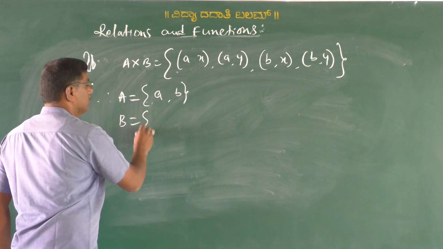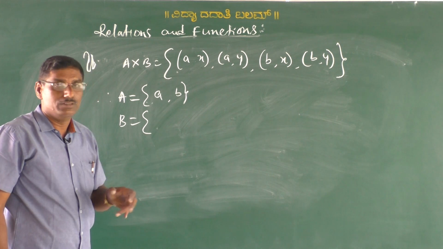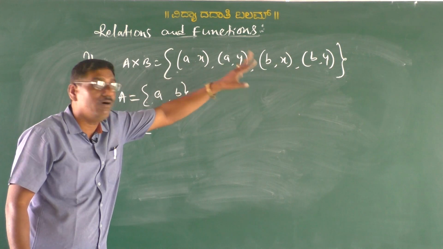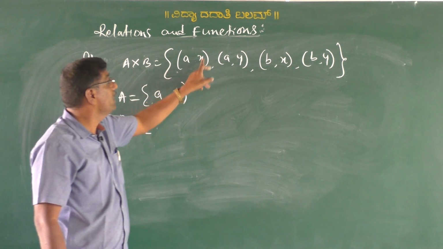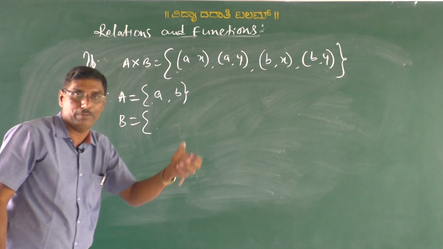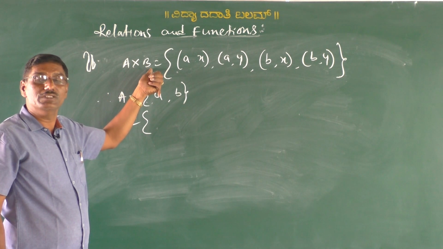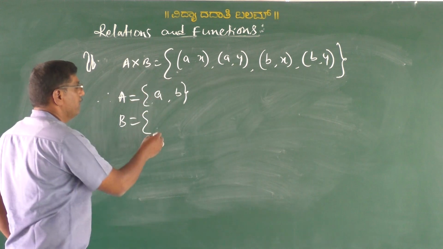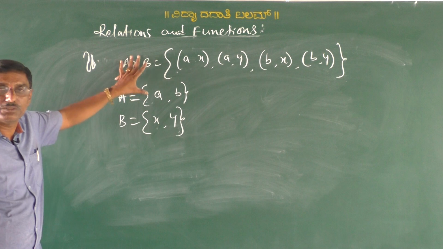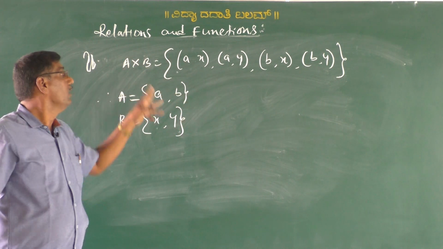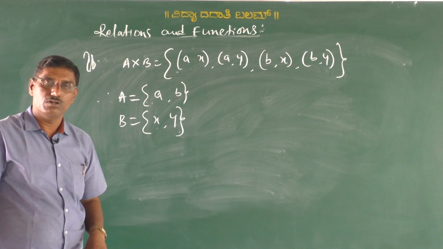B is equal to the set of all second elements of the ordered pairs in A cross B, that is, the set of all elements of B. Isn't it? That can be written as {x, y}. Are you understood? This concept is also very, very important in the Cartesian product of two sets. Are you understood? All of you?